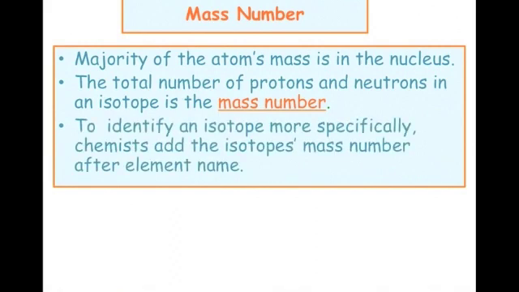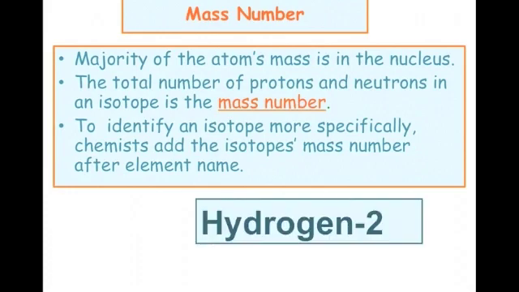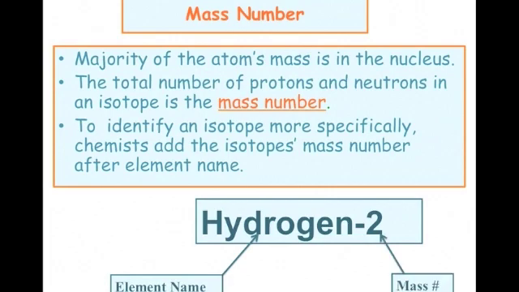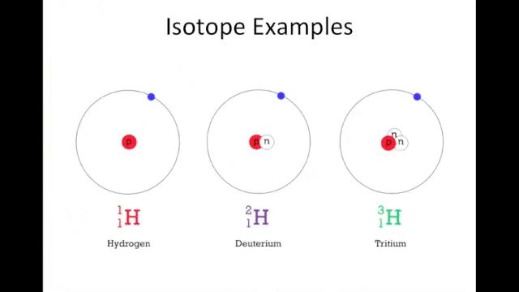To identify an isotope more specifically, a chemist will add the isotope's mass number after the element name. This is a great example of how that can be done. Here we have the element name hydrogen, and then we have the mass number for this particular isotope being written after the name, separated by a dash. This is an example of an isotope.